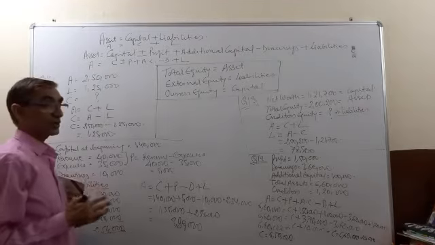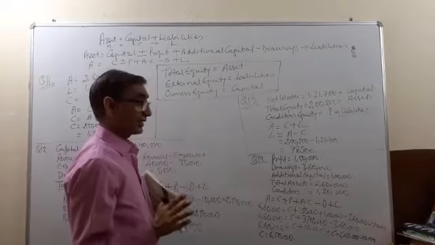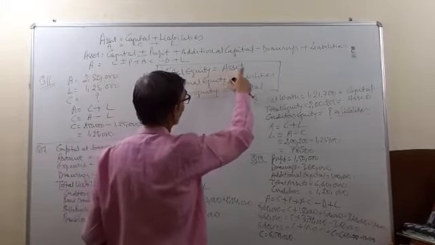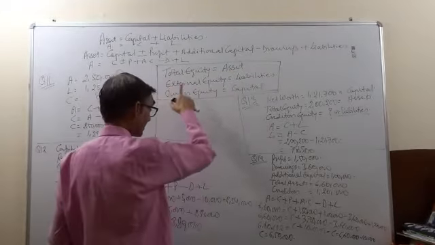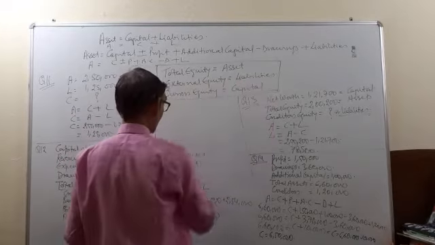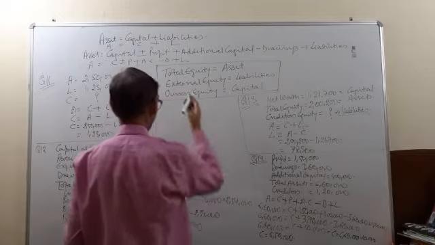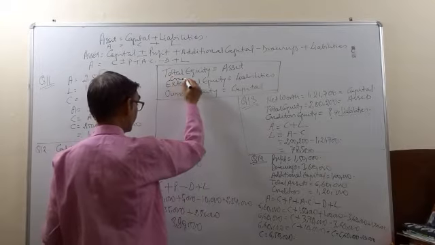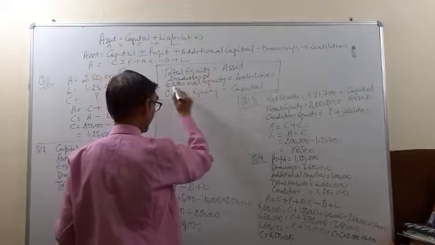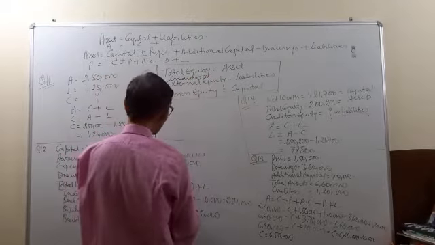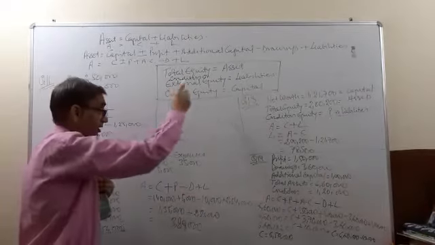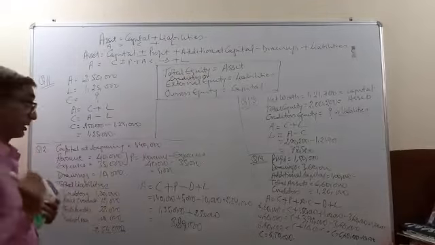This is the information given to you, and you have to calculate the total equity. Before doing this question, let us understand some important terms. Total equity means your assets. External equity is your liabilities. It is also called creditors equity or external equity, and owner's equity is your capital. So this terminology you should understand and you should remember.